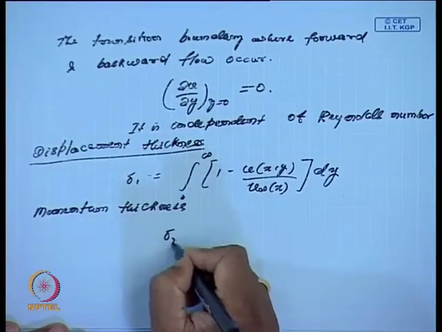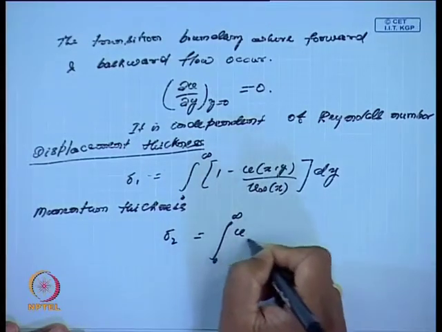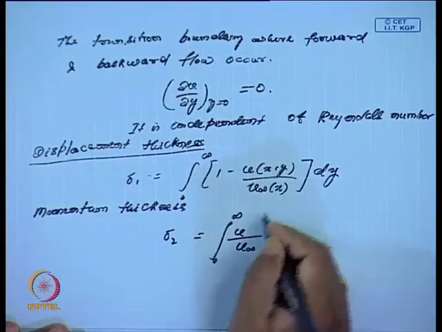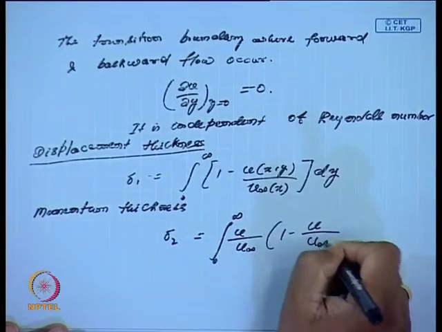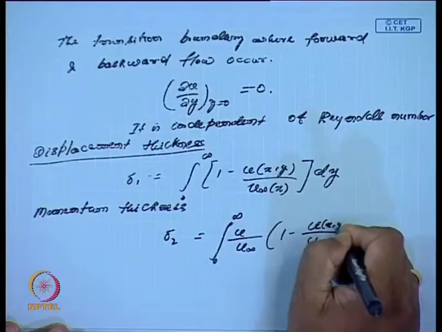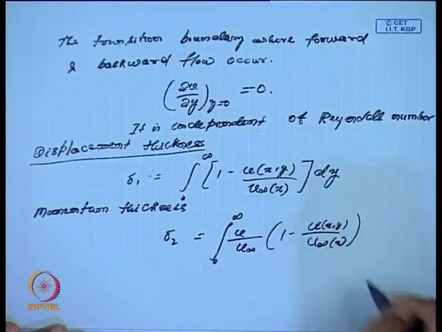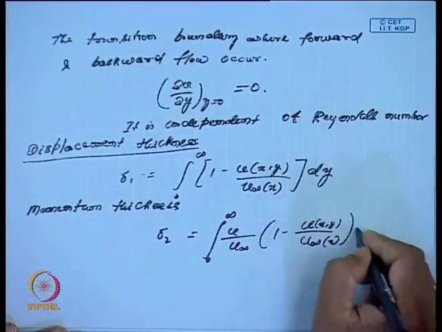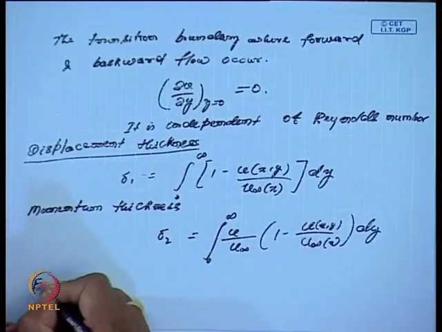And this is called del 2. This is equal to again integral 0 to infinity of u by u infinity times (1 minus u by u infinity) dy. Basically, u is a function of x and y, and u infinity is a function of x, because this is the behavior of the flow at infinity, at large distance. Similarly, we have energy thickness.